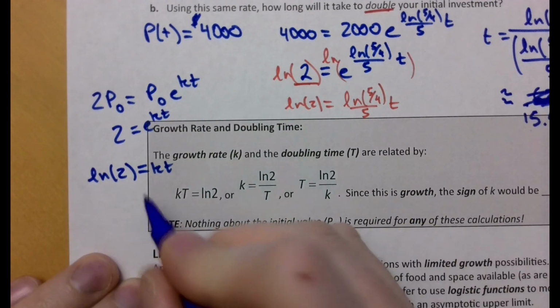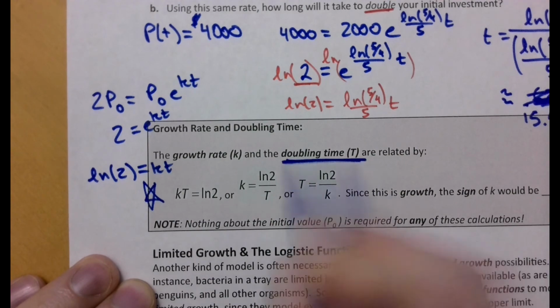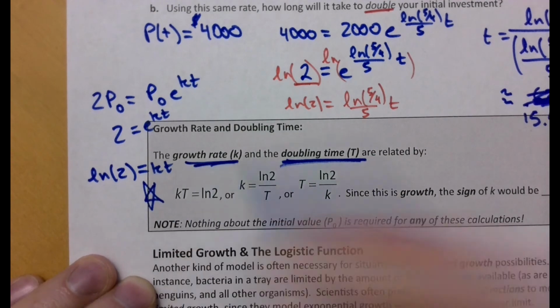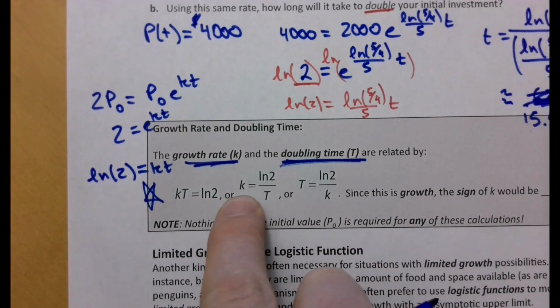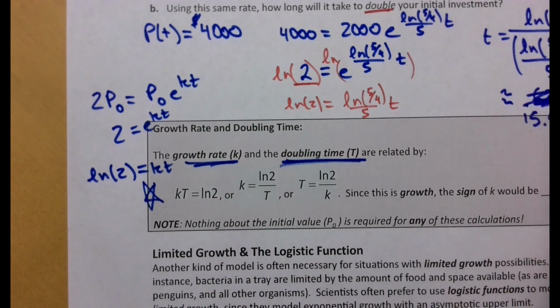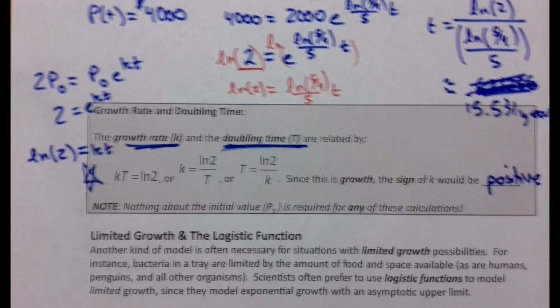So this is a nice, handy little way to find doubling time or growth rate. Note that this value for k is always going to be positive because it's growth. Isn't that wonderful? Here, let me make sure you see that.